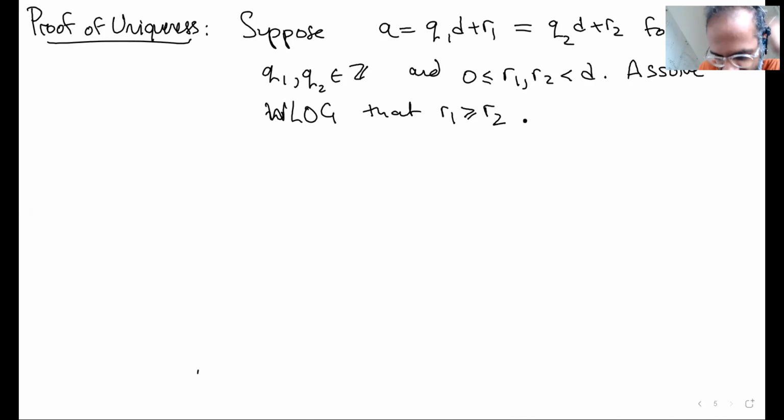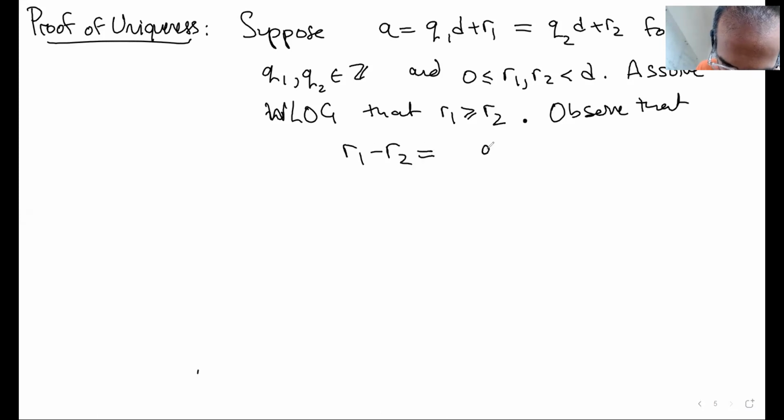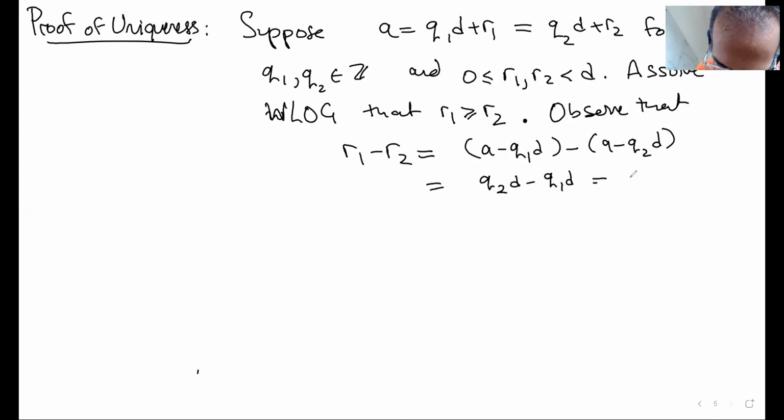Okay, good. Well, I'm just going to subtract them, right? So observe that if you take the difference, R1 minus R2, that's equal to A minus Q1D minus A minus Q2D, which is just equal to Q2D minus Q1D, which is equal to Q2 minus Q1 times D. So what does this mean in terms of divisibility?